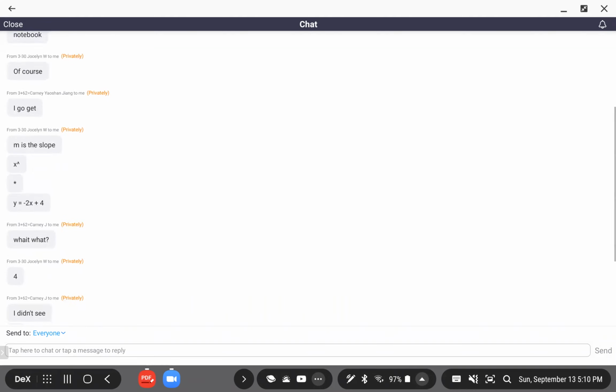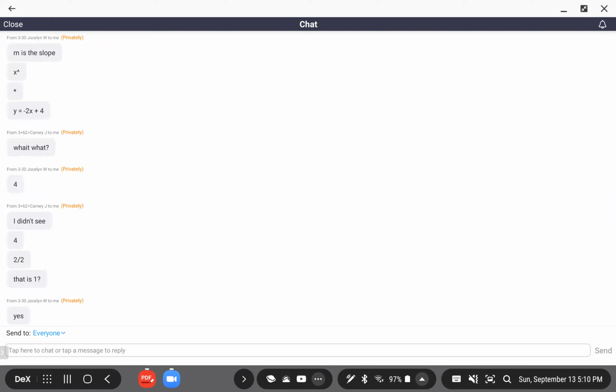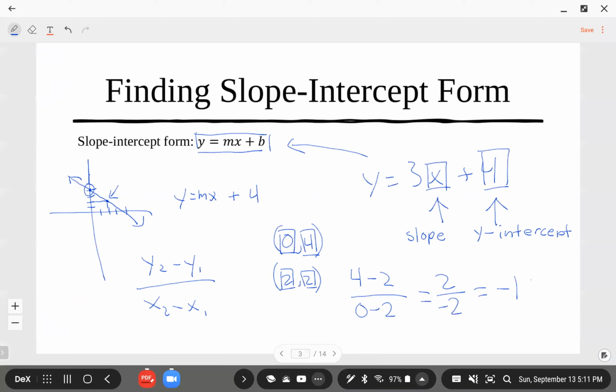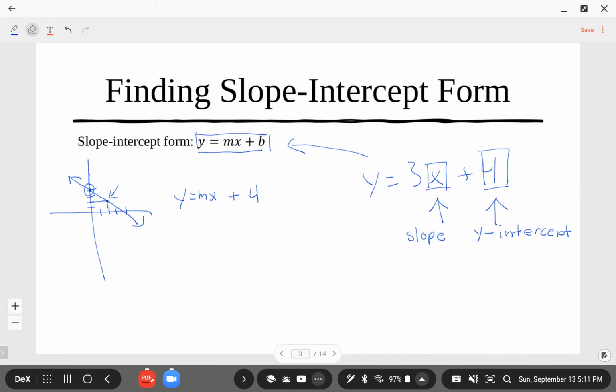Jocelyn, you said y equals -2x. Okay, so remember, please don't make any silly mistakes, and be sure to double check your work, okay? And since our slope is -1, we can build our equation, right? So let me erase all of this. And then what is m? M is -1, and we just have to do -x. So that is how to find our slope-intercept form equation from a linear graph, okay?